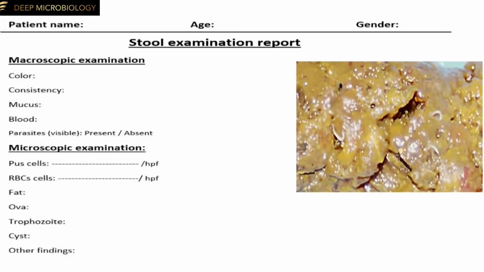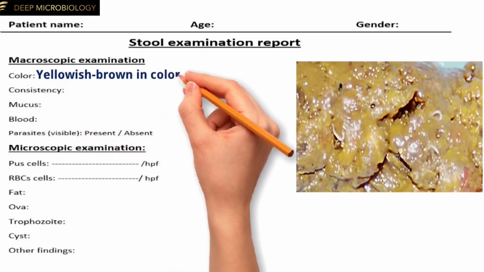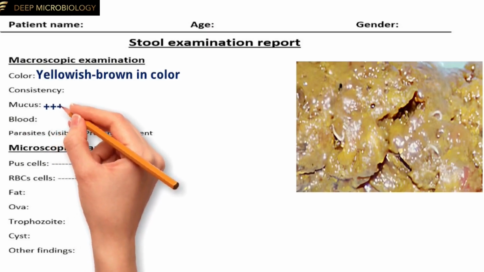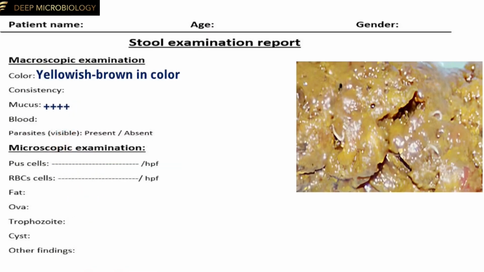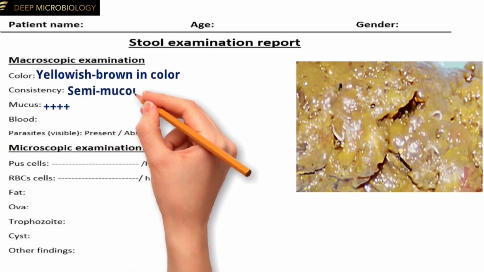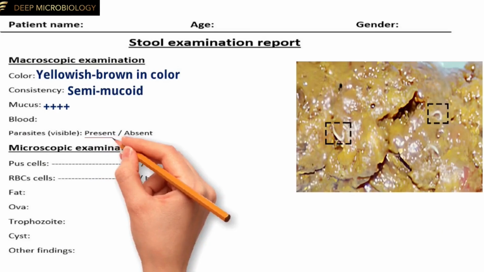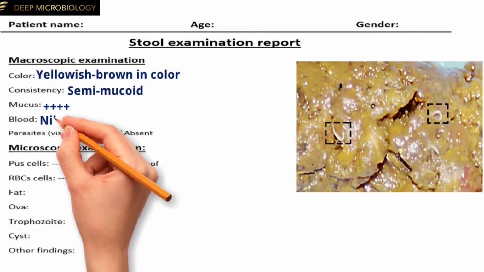In the last case, the stool sample appears yellowish-brown in color. The surface's shininess suggests the presence of dispersed mucus in yellow color. The mucus appears to cover much of the sample and would likely be marked as 4 crosses. The consistency may be described as semi-mucoid. Parasitic worms are present, confirming the presence of a parasitic infection. No visible signs of blood are observed.